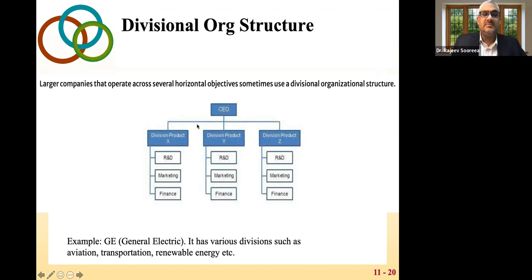So GE, for example, will have the CEO on top, and then there would be the aviation division. Under aviation, there would be R&D, marketing, and finance, right? And then transportation would have their own R&D, their own marketing, their own finance. And then renewable energy would have their own R&D, their own marketing, and their own finance. So you can see that the finance that serves under renewable energy is not the same finance that serves under aviation, right? So these are different. So here we are dividing it across different divisions. So that's why it's called divisional organization structure.